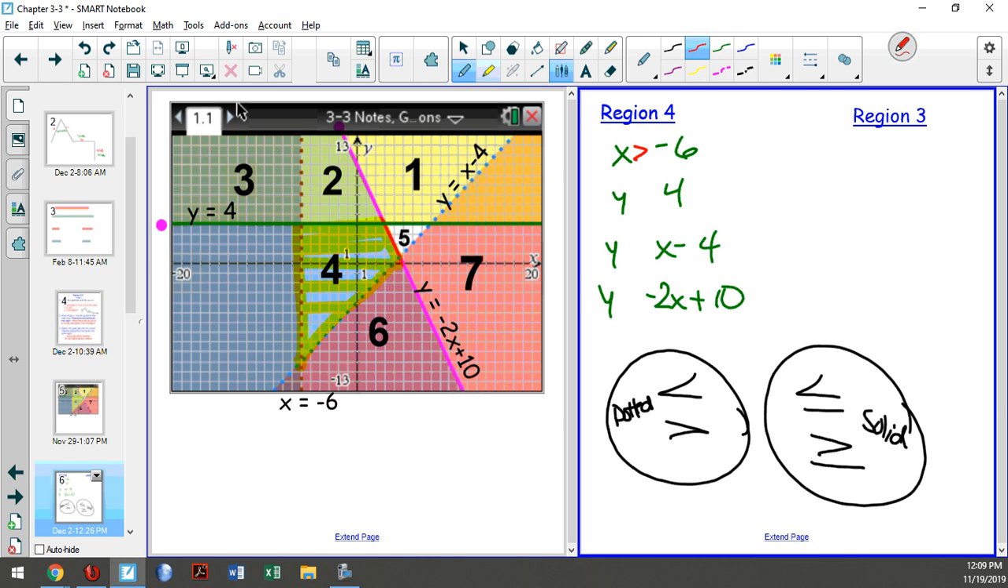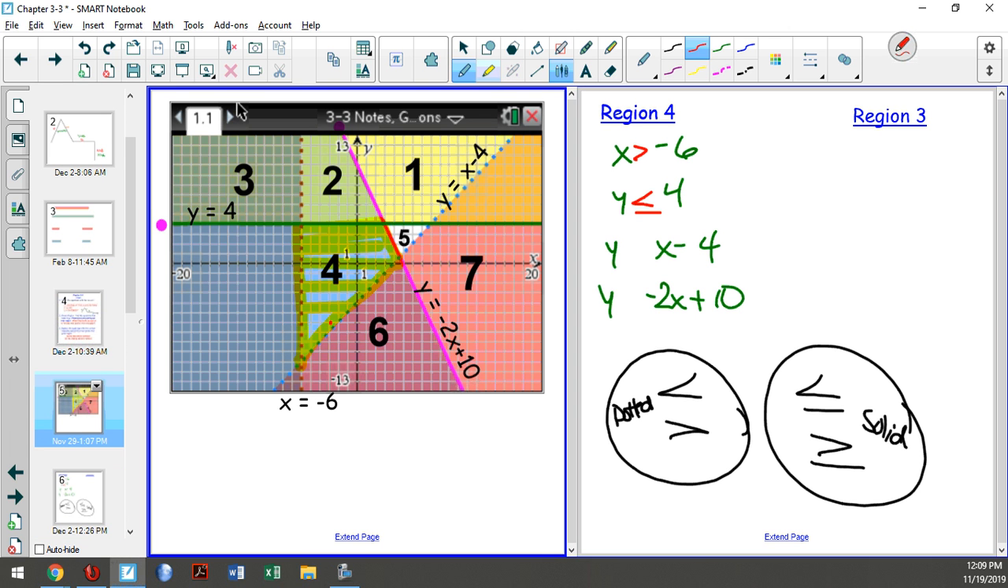I have y equals 4. Is y equals 4 a solid or a dotted line? Solid. Is the shading above that line for region 4 or below that line for region 4? It is below, so what symbol will you be utilizing for that? Less than or equal to. I have y is equal to x minus 4. Is that line dotted or is it solid? X minus 4 is the blue dotted line, so therefore, is the shading for that region 4 above it or below it? It is above it.